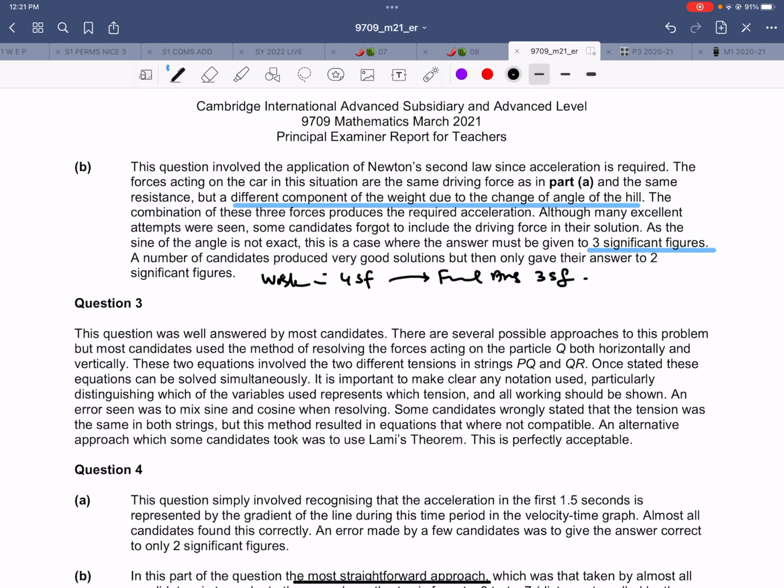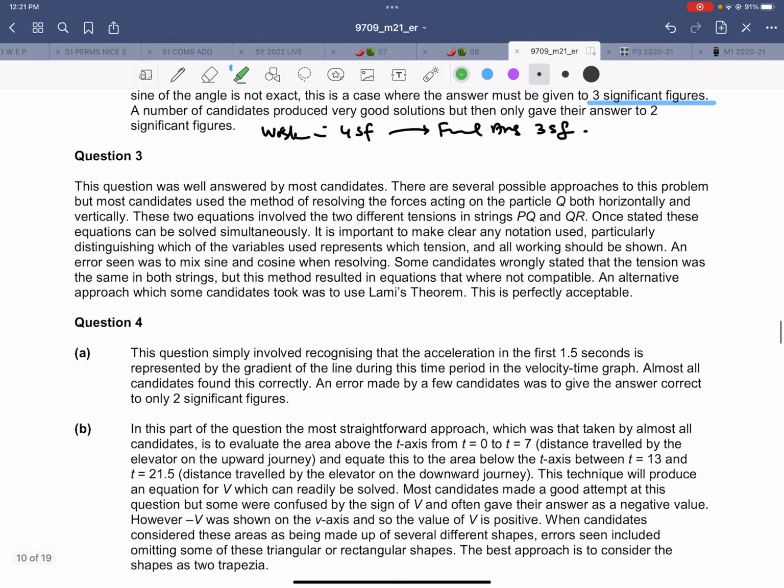Again, let's go to the mark scheme. Question number 3, it says the question was well answered. Several possible approaches. Most candidates use the method of resolving the forces acting on the particle horizontally and vertically. That's what we did. These 2 equations involve 2 different tensions. That's the main thing. Once stated, these equations can be solved simultaneously. It is important to make clear any notation used, particularly distinguishing which of the variables used represent which tension. Okay, so I'll be coming to that.